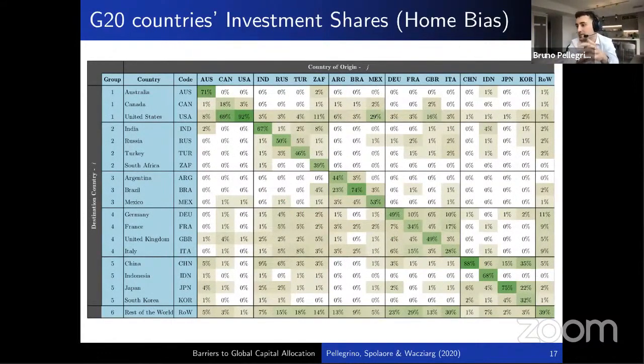So what you're looking at here is the matrix of sigmas. So these are the portfolio shares. And it's important to note that in the gravity equation that we estimate, we do not observe, for the IMF data, domestic investments, which here is represented by the diagonal elements. So this matrix comes from the model. And so these diagonal elements, the domestic investment, is completely out of sample, so it's non-targeted. And our model is able to replicate the home bias that has been observed in other papers.